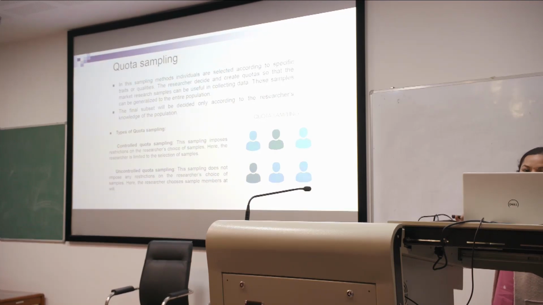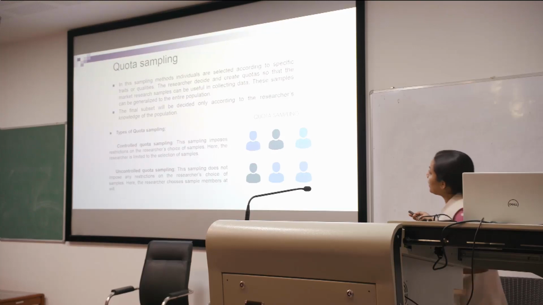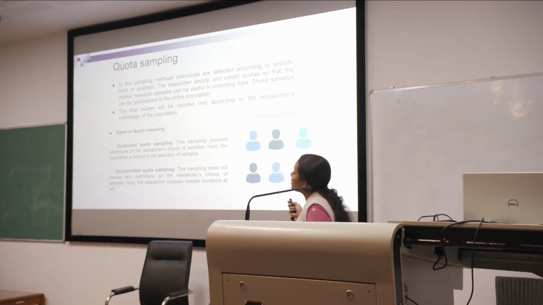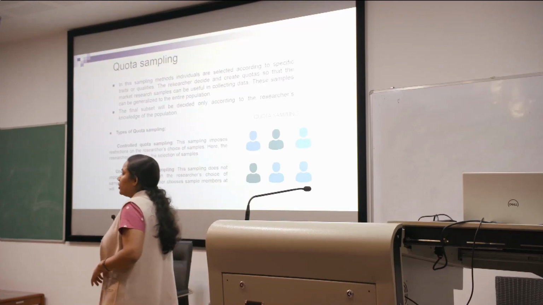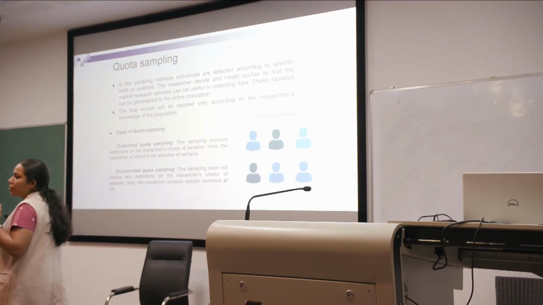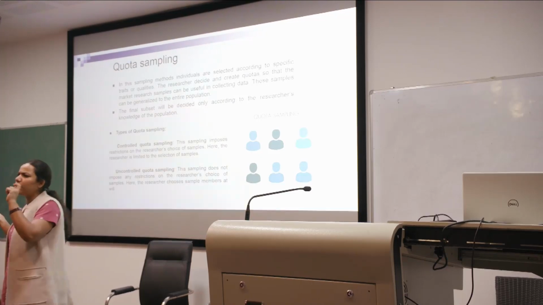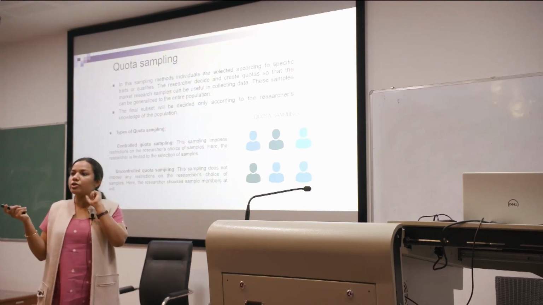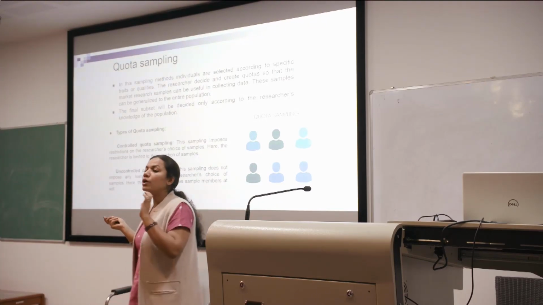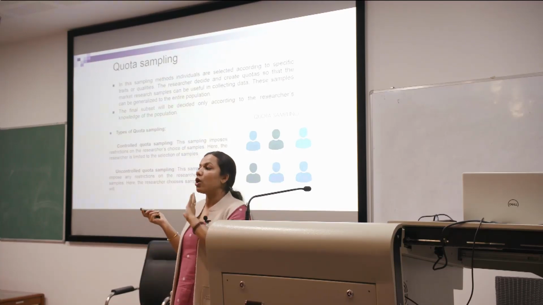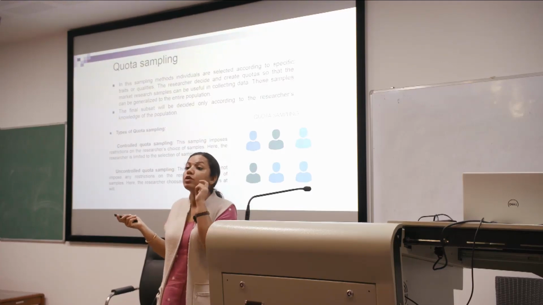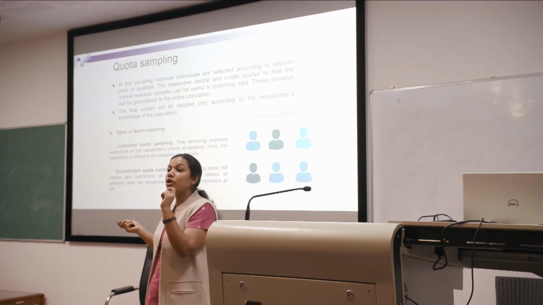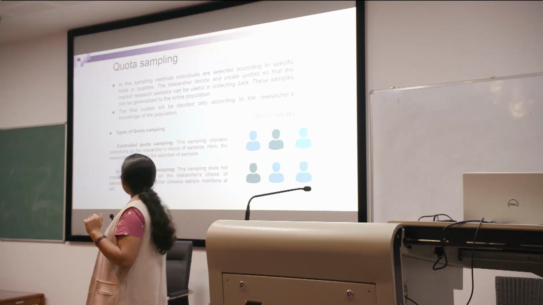Then quota sampling. In this sampling method, individuals are selected according to a specific kind of quality. Suppose you are looking for only agriculture students, that is the quality of the students, they know very well about that subject. So they are specifying that we do not want to look at all the colleges or all the students in the city, we want people who have domain knowledge of agriculture. Okay. So that is one thing.